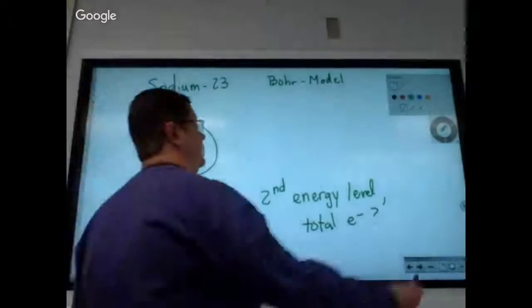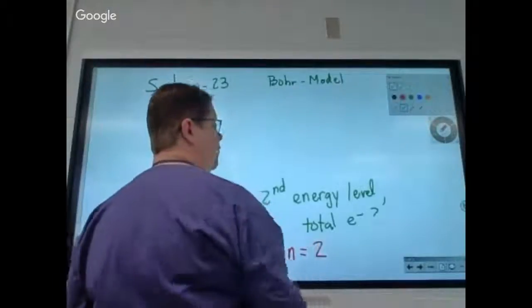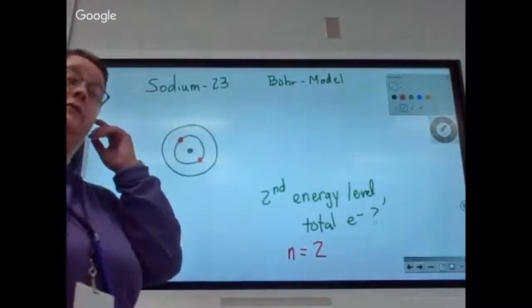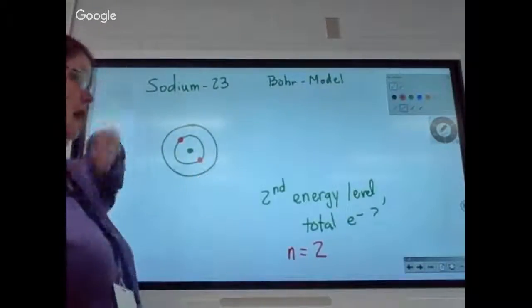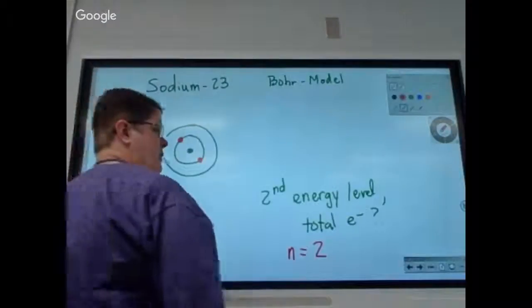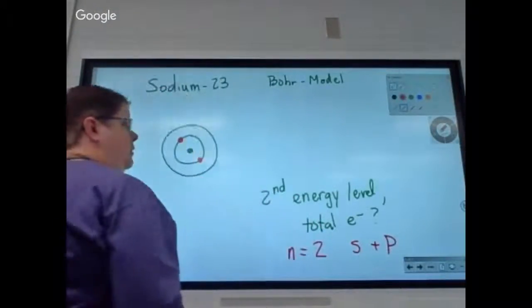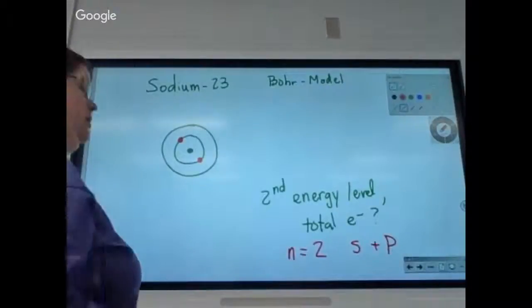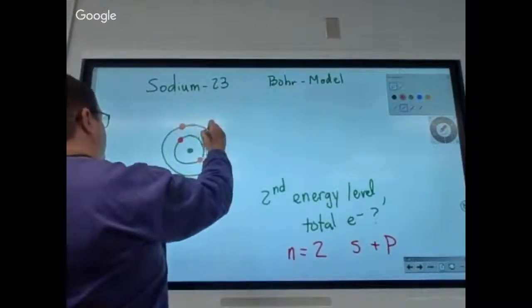Now, that's the same thing as writing n equals 2 and me asking you the electrons. Okay? The second energy level is that ring. All right? How many sublevels are there? 2. What are their names? And how many electrons go in S? And how many in P? So 2 plus 6 is 8. Okay. Right.